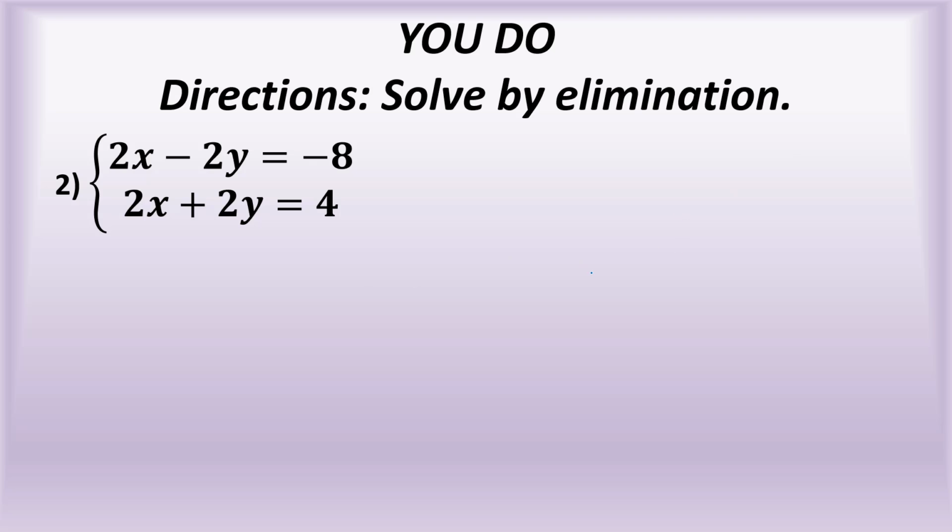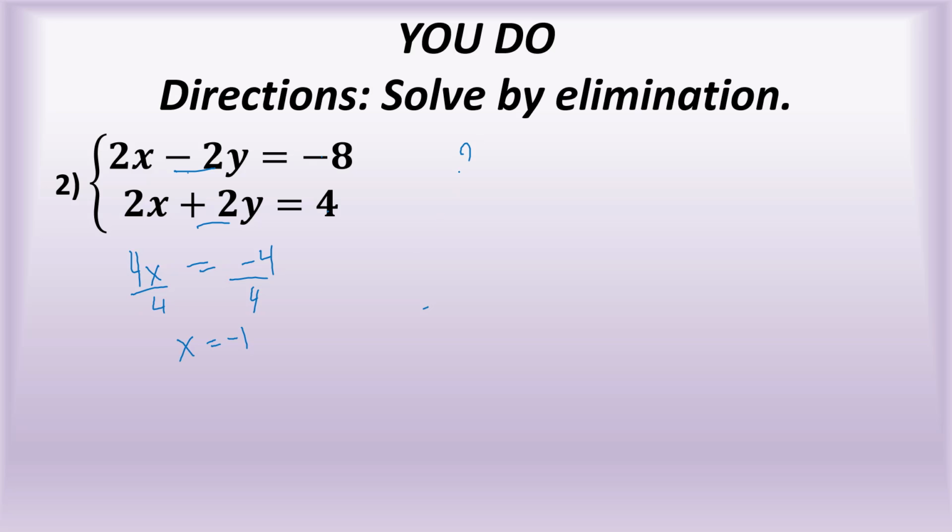Welcome back. As I mentioned, this problem is very similar to the first one. We have two terms, two coefficients that are opposite of each other. So we can add all of our values together. 2x and 2x is 4x. Negative 2 and 2 is 0. Negative 8 and 4 is negative 4. So now we're just solving for x. X is equal to negative 1.